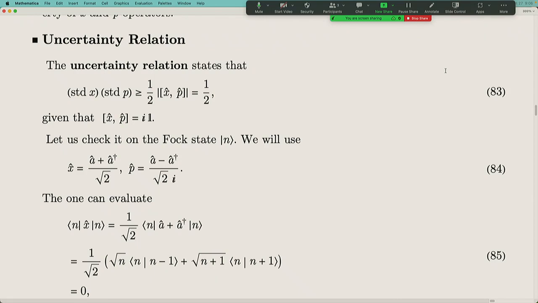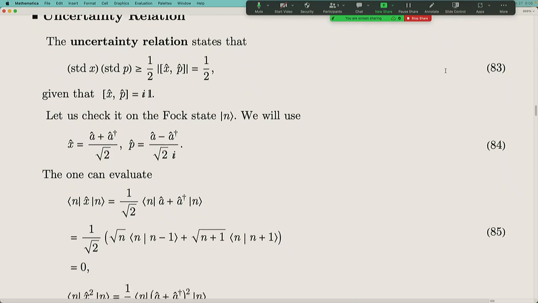Is it really true that, for example, for this harmonic oscillator, we have many energy eigenstates, or the so-called Fock states, or the boson number eigenstates, this state n? So we can arbitrarily pick one state and check whether the standard deviation of x and p indeed satisfy the uncertainty relation. In order to do that, we first define the position and momentum operators, again rewritten in terms of creation and annihilation operators, because that's how we can apply them on this number eigenstate.